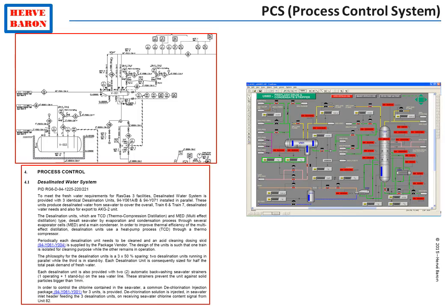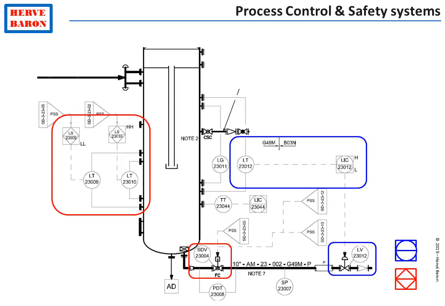Besides the process control system, another system is in charge of the safety of the process. It is the process safety system, also called emergency shutdown system, also called safety instrumented system. The process control system and process safety system have completely different equipment. They use different sensors, different controllers, and different final elements.